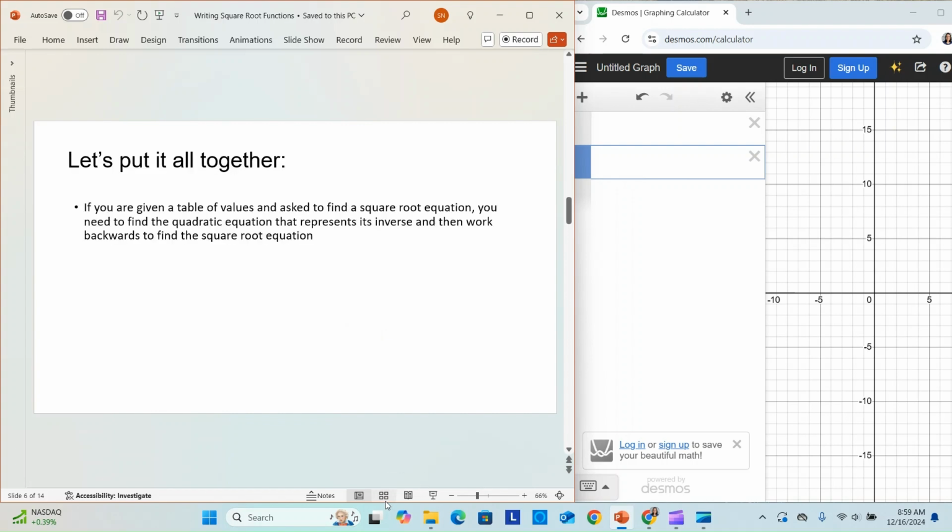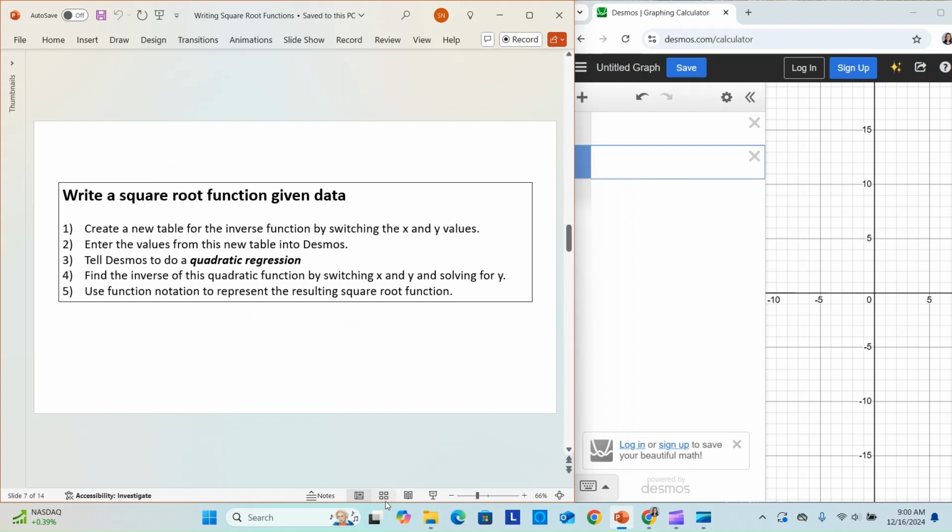So let's put all of this together to get an idea of how we can use Desmos to write square root functions. We'll be given the table of values that's on the square root function, right? But we need to find the quadratic that represents its inverse. So in order to do that, we'll have to switch those values and then work backwards after finding the quadratic equation to turn it into a square root equation.